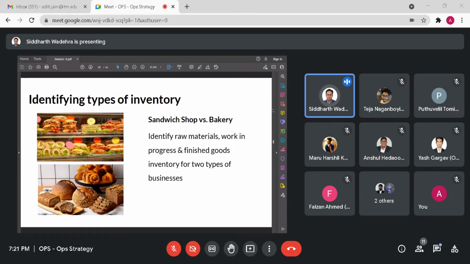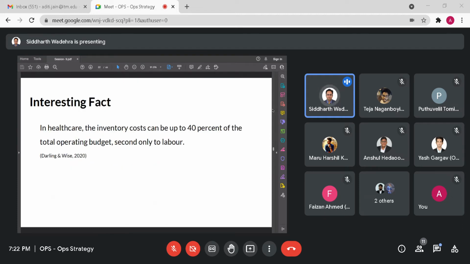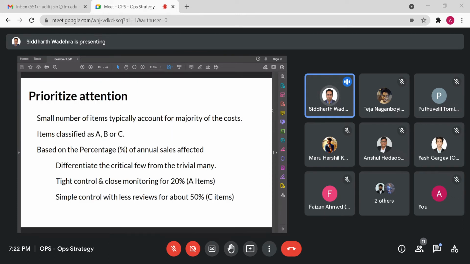We looked at how we could identify different types of inventory and how different businesses could have the same inventory but in completely different formats. We looked at inventory in service businesses and how, while it might appear that their entire business is through services, we saw that hospitals still carry as much as 40% of inventory.